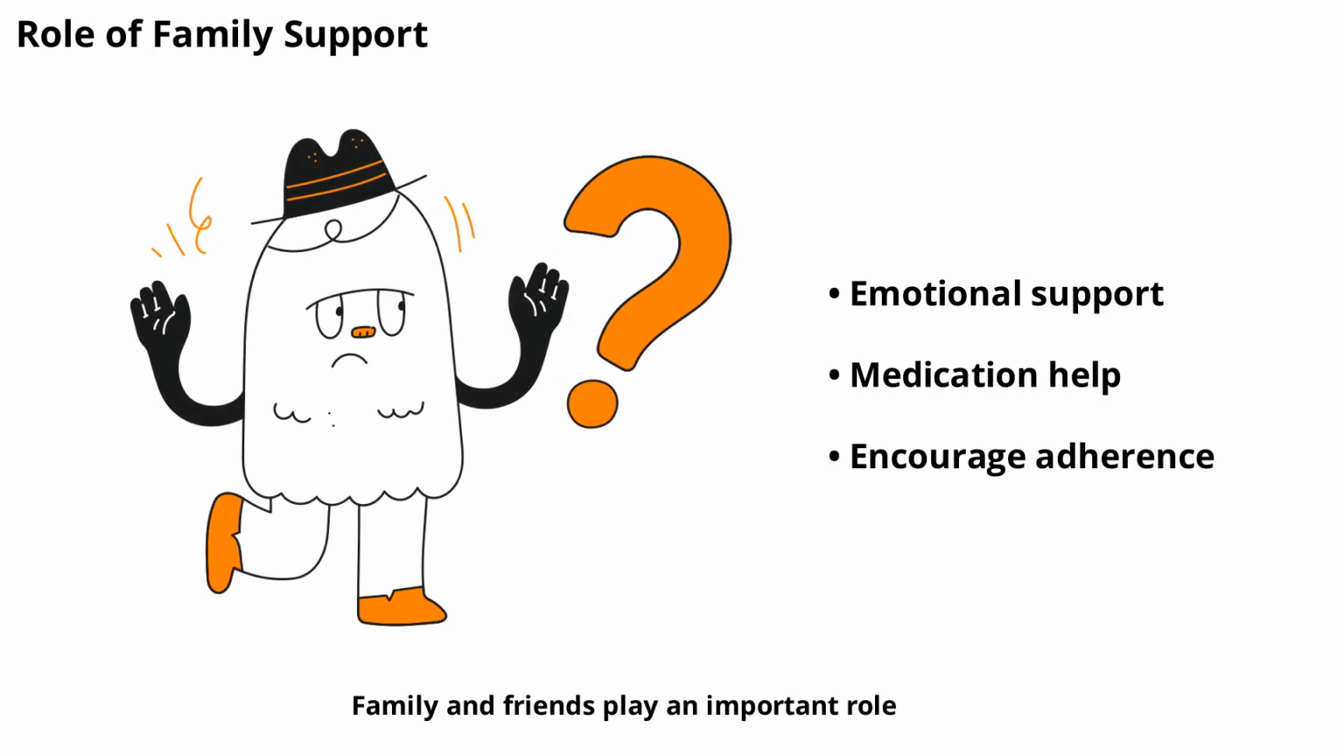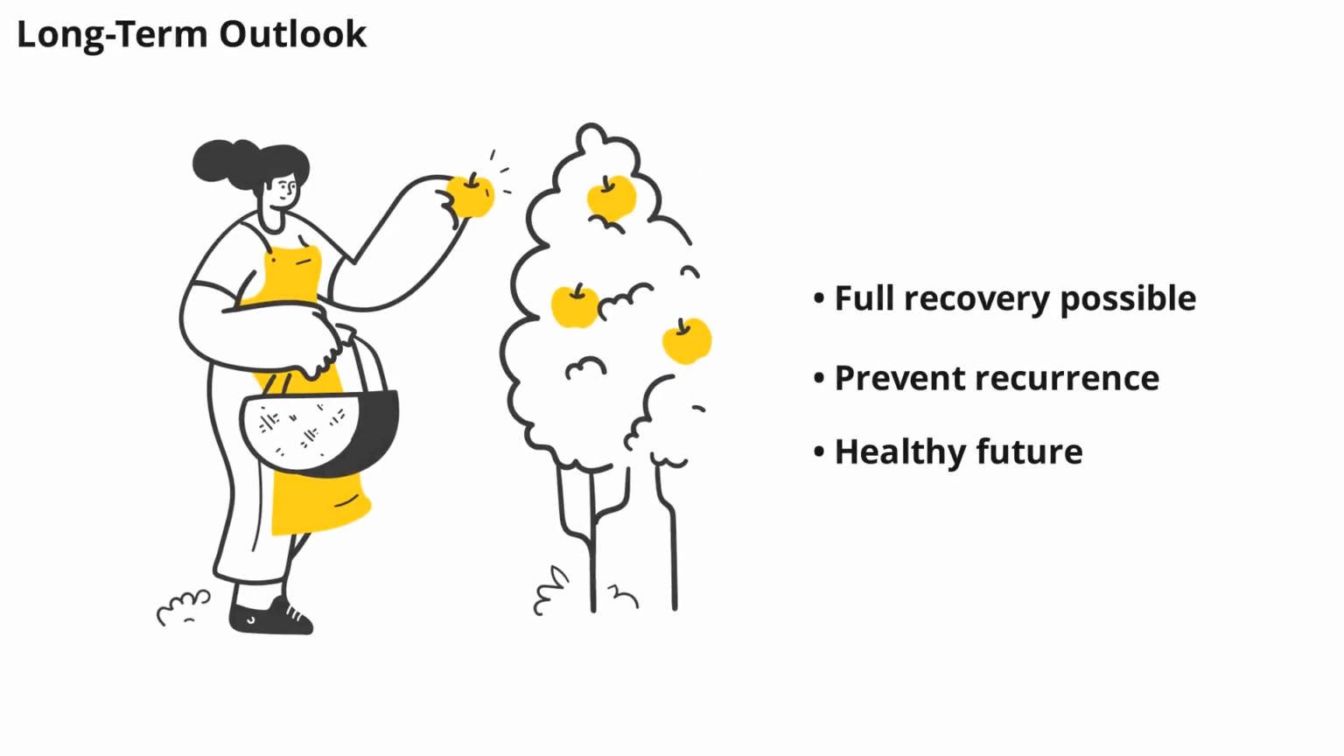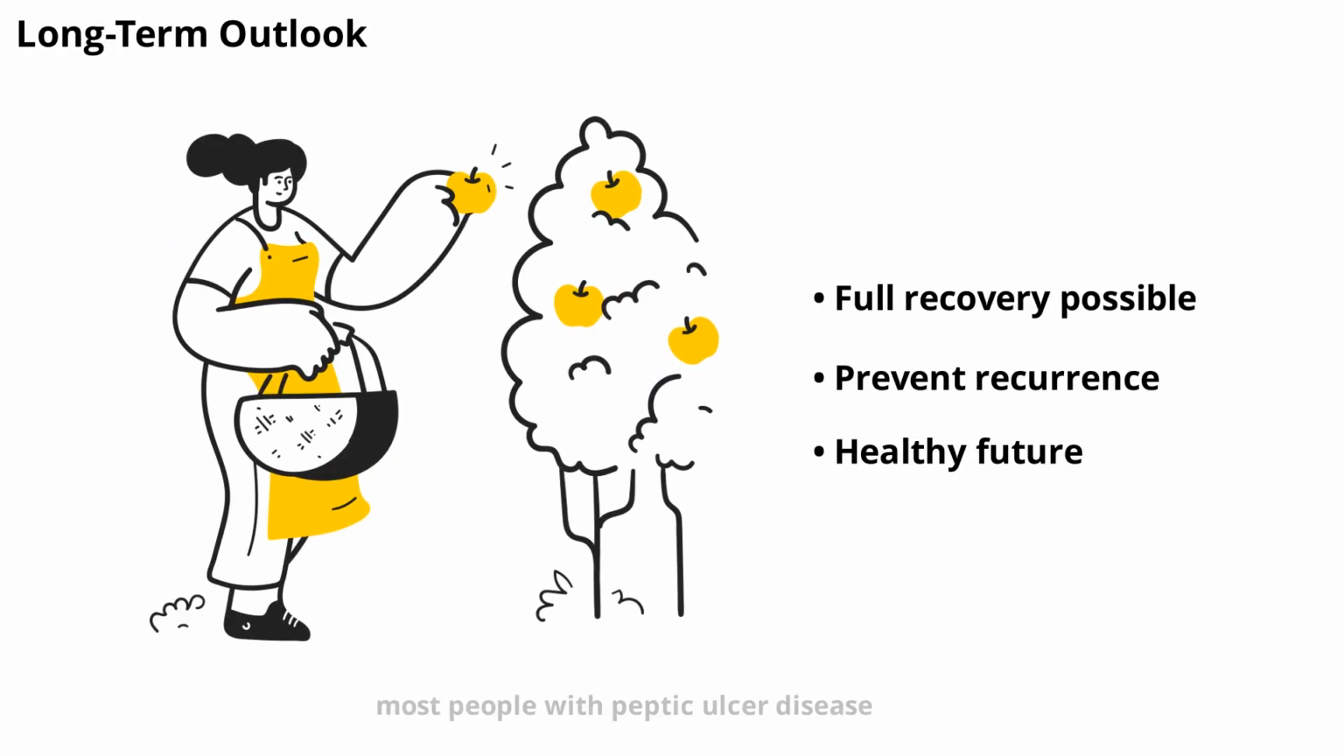Family and friends play an important role in supporting patients through diagnosis and treatment. Emotional support, help with medications, and encouragement to follow medical advice can make a big difference in recovery. With proper diagnosis and treatment, most people with peptic ulcer disease recover fully and lead healthy lives. Regular follow-up and attention to lifestyle can help prevent recurrence and ensure lasting health.